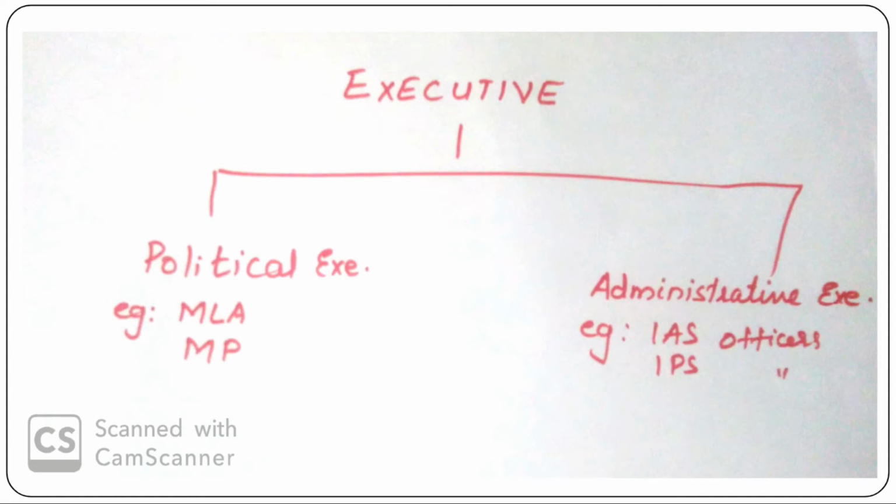Some states, you will be retired at 60 years. So that is the difference between political executive and administrative executive.